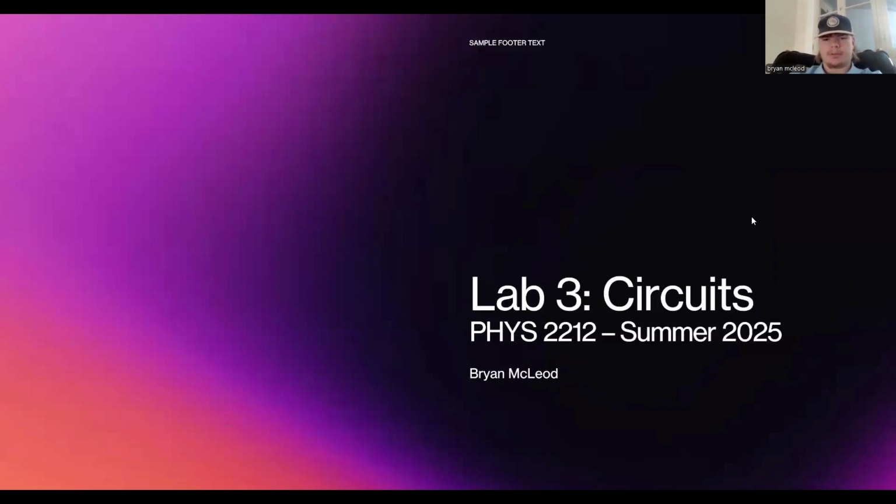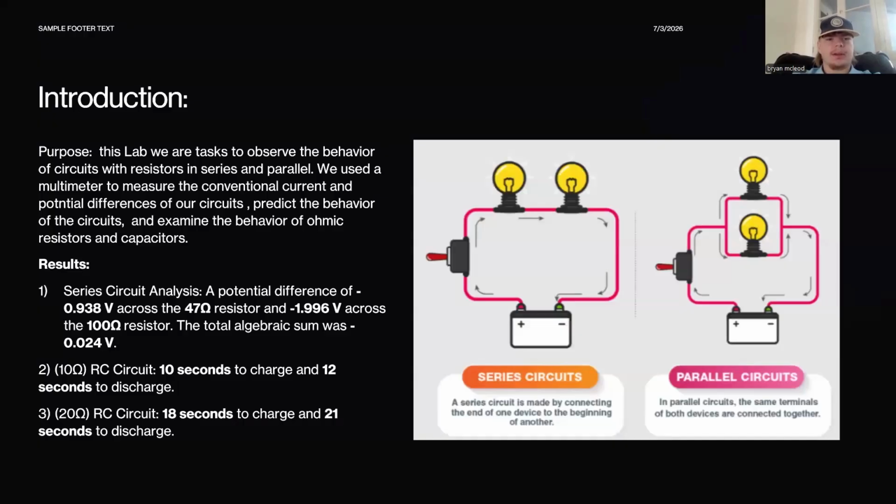Welcome to Lab 3 Circuits. So what is the purpose? The purpose of this lab is that we basically want to observe the behavior of circuits with resistors in series and in parallel. We use a multimeter to measure the conventional current and potential difference of the circuits, and then we want to predict the behavior of the circuit and examine the behavior of the ohmic resistors and capacitors.